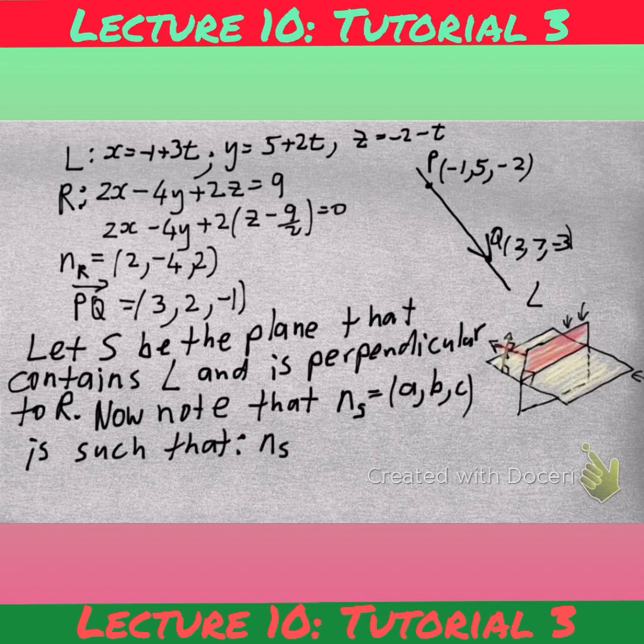The normal vector S needs to be orthogonal to the normal vector of R. That's one, and two is the normal vector of S also needs to be orthogonal to the vector PQ. Remember we said PQ is that vector there, because we want the plane to contain that line, and so the normal vector has to be orthogonal to that vector as well. All right, so carrying on.